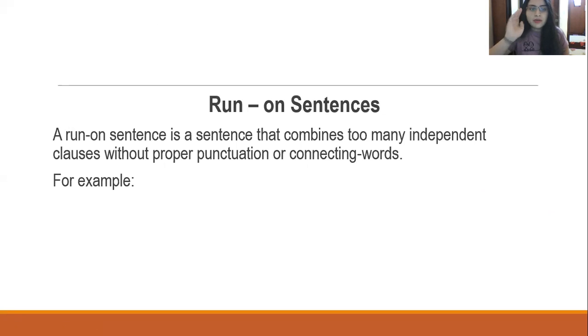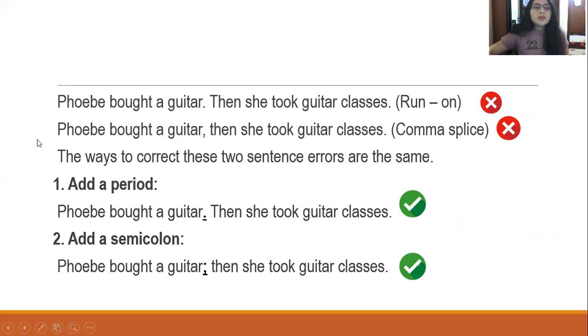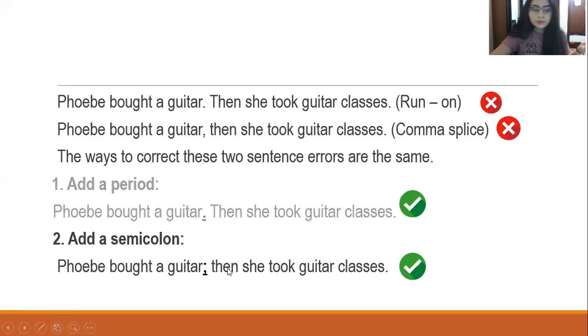Run-on sentences. A run-on sentence is a sentence that combines too many independent clauses without proper punctuation or connecting words. For example, "Phoebe bought a guitar then she taught guitar classes." The ways to correct these sentence errors are the same. First, add a period. "Phoebe bought a guitar." Period. "Then she taught guitar classes." That's correct. Second, add a semicolon. "Phoebe bought a guitar;" semicolon. "Then she taught guitar classes."